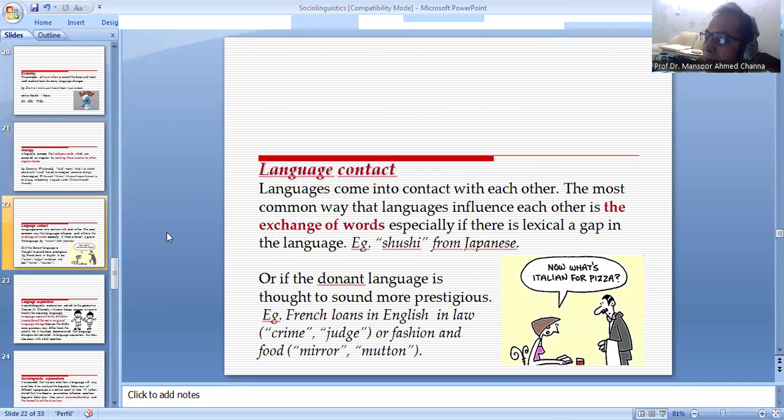Language contact. Languages come into contact with each other. The most common way that languages influence each other is the exchange of words, especially if there is a gap in the language. For example, sushi from Japan. Or if the dominant language is thought to sound more prestigious. For example, French loans in English in law, crime, judge, or fashion and food.